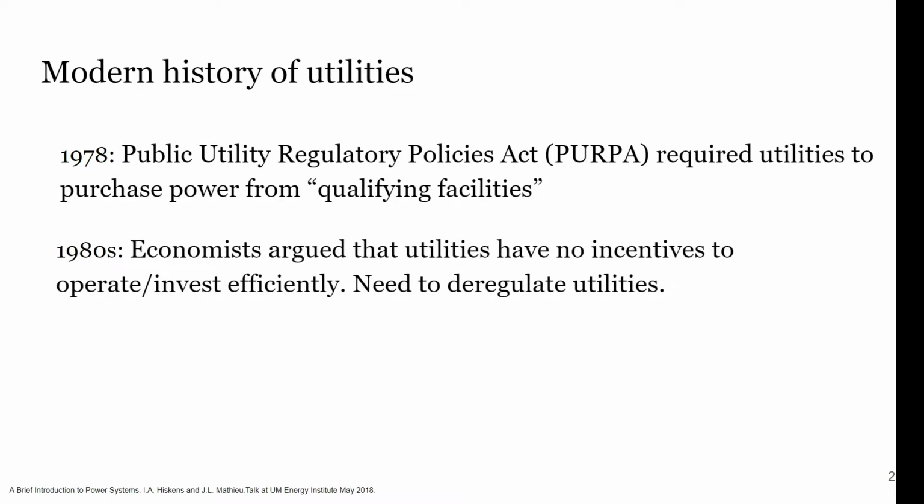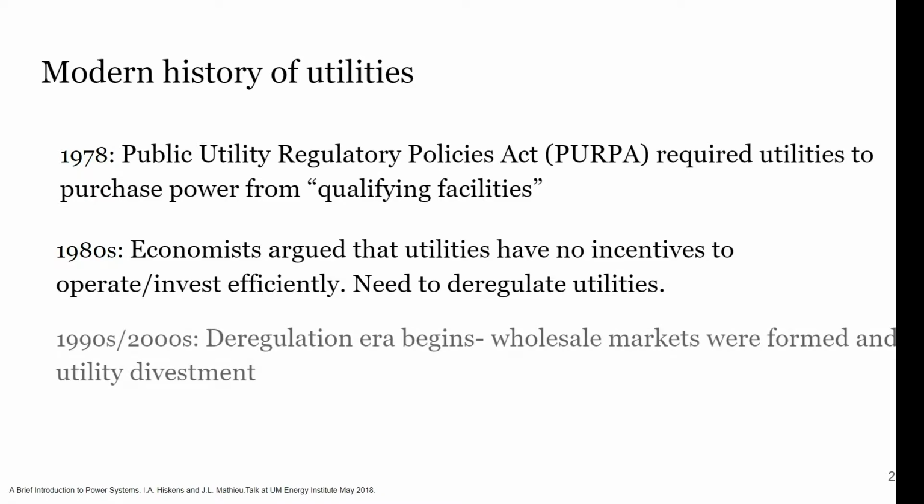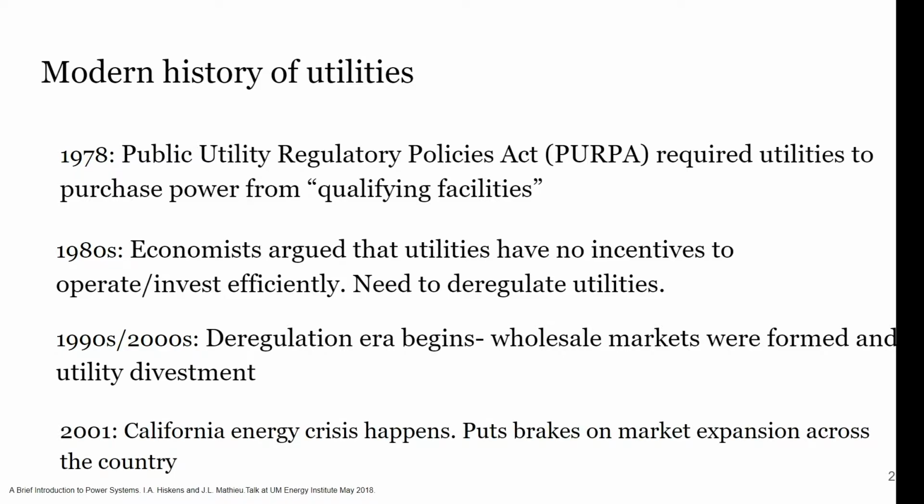And then in the 1980s, you had economists argue that utilities really have no incentives to operate or invest efficiently and emphasize the need to deregulate utilities, which led to the 1990s where the deregulation era began and you had wholesale markets that were formed in the United States, and utilities had to also divest some of their assets. But then in 2001, you had the infamous California energy crisis happen where wholesale electricity prices shot through the roof. And one of the reasons for that crisis has been proposed to be market manipulation by the players involved. And this really stymied the growth of markets across the United States.